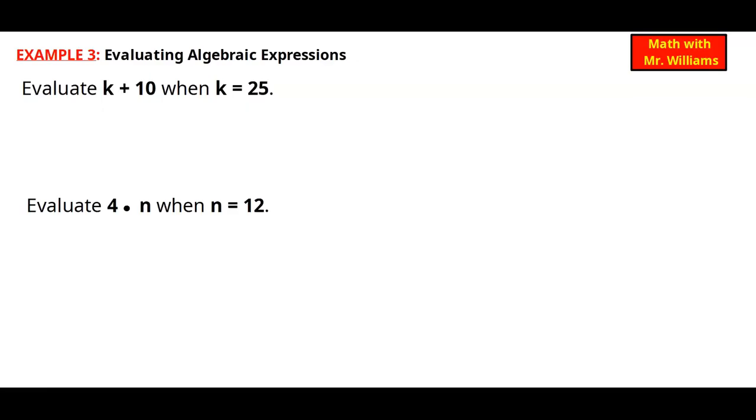Math of Mr. Williams, example 3, evaluating algebraic expressions. So we have evaluate k plus 10 when k equals 25. So let's go ahead and first write down the expression, k plus 10, and now we're going to show the substitution by putting parentheses where there's that k. And so we have 25 plus 10 will give us a sum of 35 as our answer.